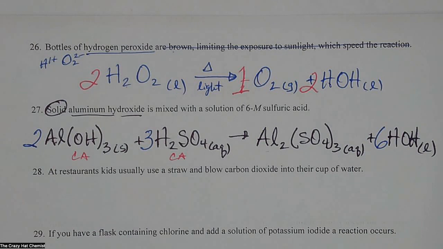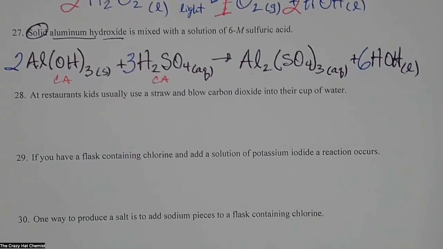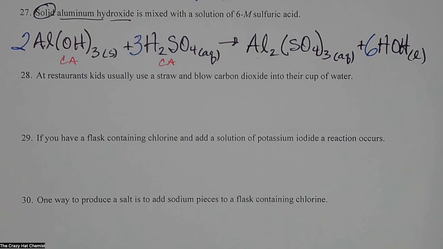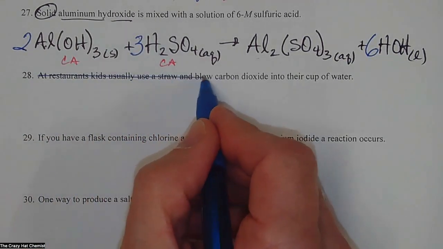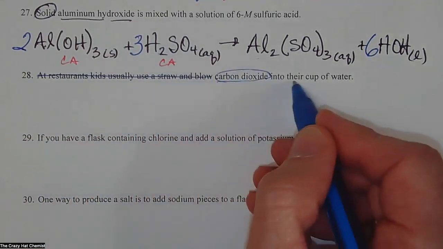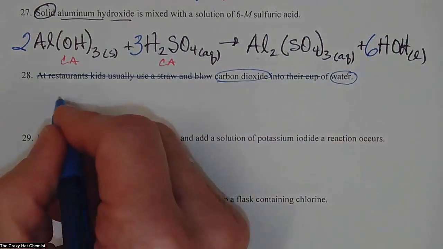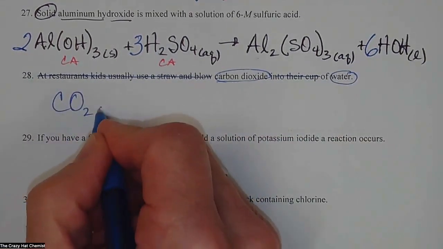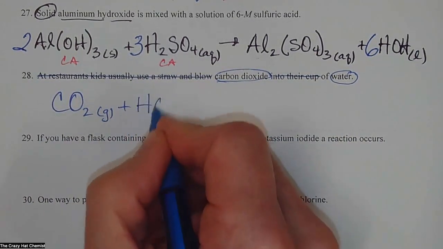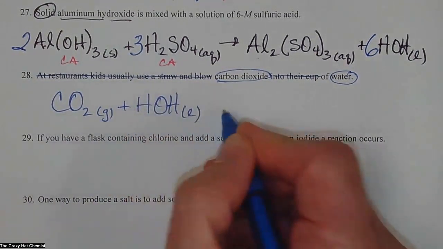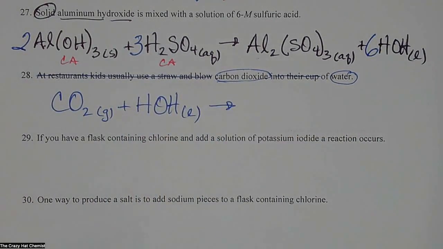Okay, here we go. Number 28. I'm going to scoot this up here a little bit so we can get moving on that. There we go. Number 28 says at restaurants, kids usually use a straw and blow carbon dioxide into their cup of water. So carbon dioxide, that's a gas, into their cup of water, HOH, that's a liquid. Okay, so the question is, what type of reaction is this? Do you think it's a double displacement? Huh? What do you think?